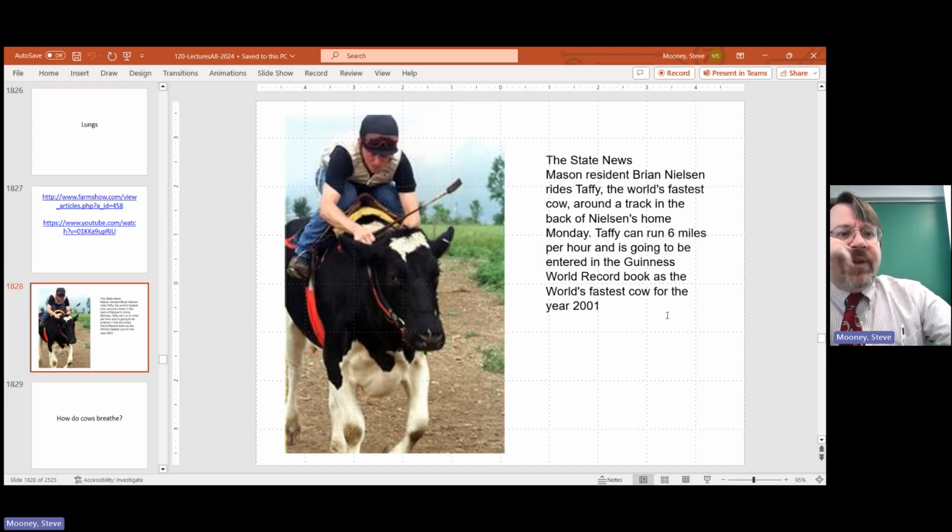So this here is Taffy. It's probably before your time, but she was the fastest cow in the world in 2001. I was there at Michigan State when she got that record. Taffy was part of a research trial where we were trying to exercise dry cows to see if exercise made a difference in how they transitioned into milking. Taffy was one of the initial goers.